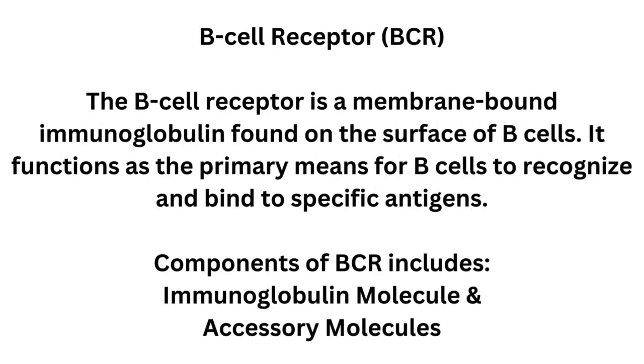B cell receptor. The B cell receptor is a membrane-bound immunoglobulin found on the surface of B cells. It functions as a primary means for B cells to recognize and bind to specific antigens. Components of BCR include the immunoglobulin molecule and accessory molecules.